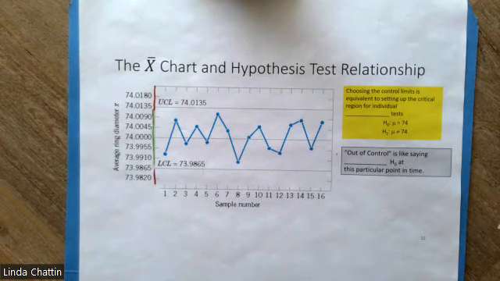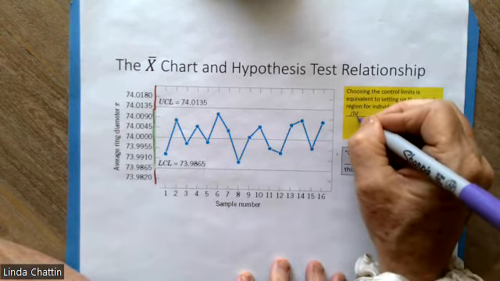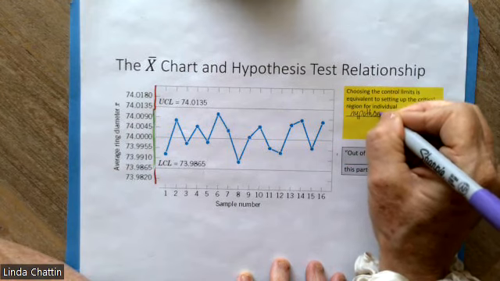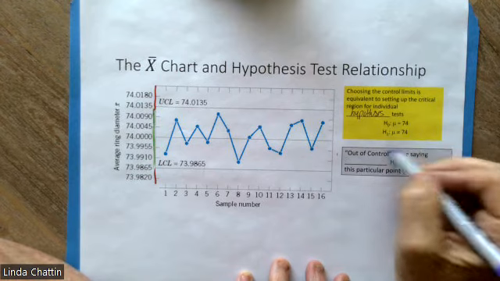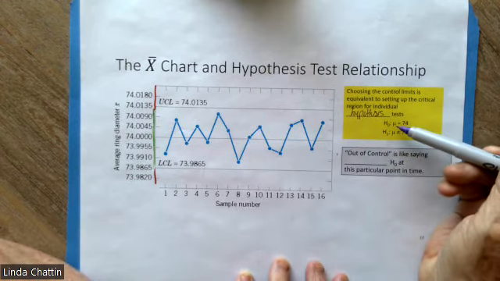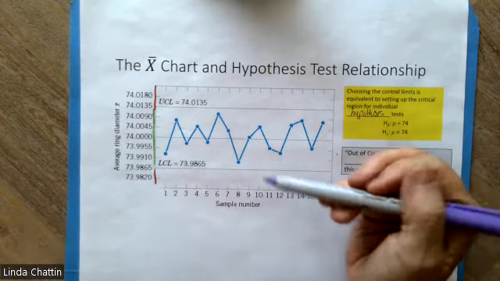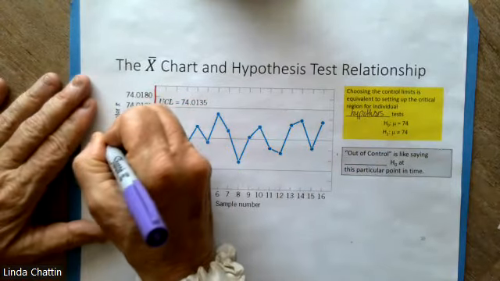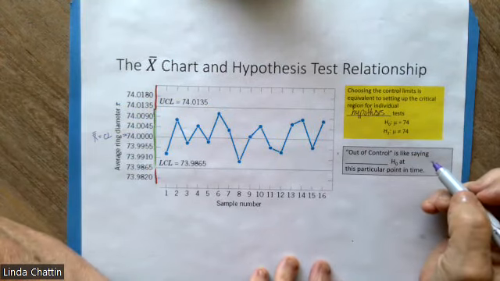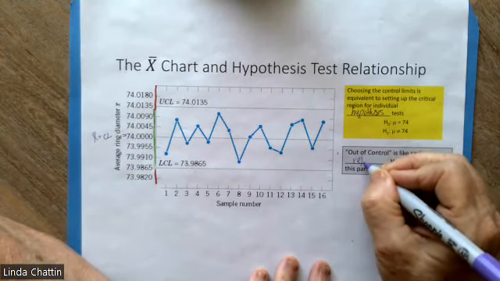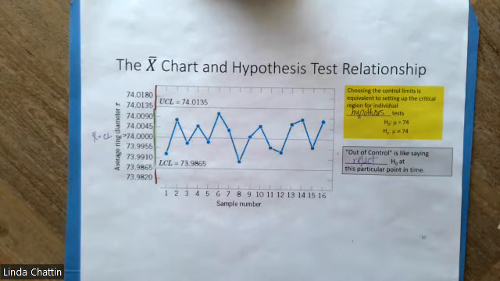For this particular example, we have an average ring diameter, and I'm going to do a hypothesis test. Each point would be testing: is the mean equal to 74? Because that was the center line, the X double bar. And out of control is like saying we're going to reject H naught at any particular point in time.